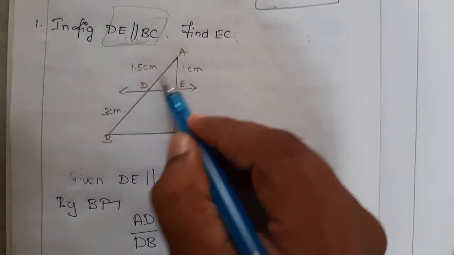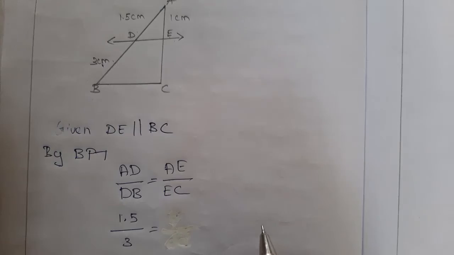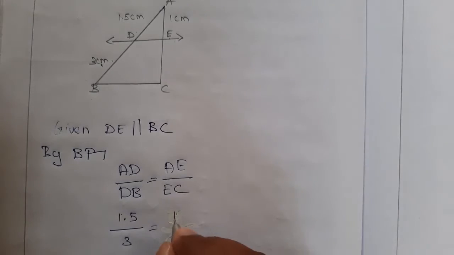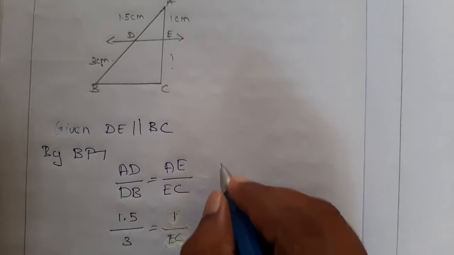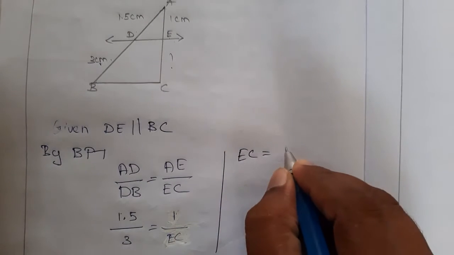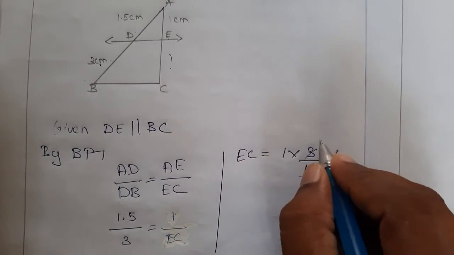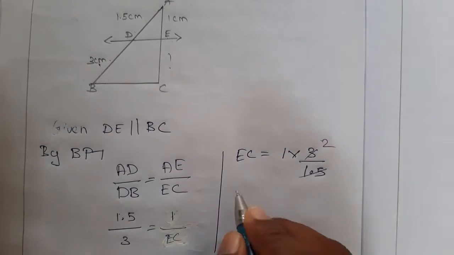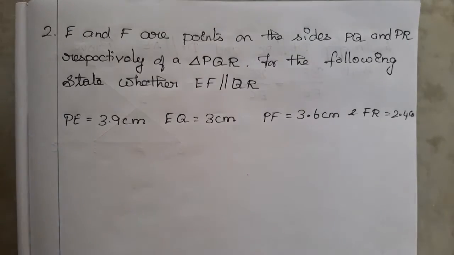Now we just substitute the values given and find EC. What is the value of AD? AD is 1.5 centimeter. What is DB? DB is 3, equal to AE, which is 1, divided by EC, which is what we have to find, right? So let me take EC here, and taking the reciprocal, EC is equal to 1 into 3 divided by 1.5. So 3 divided by 1.5 is 2. So EC is equal to 2 centimeter. That's the answer. Here we go for the next problem.